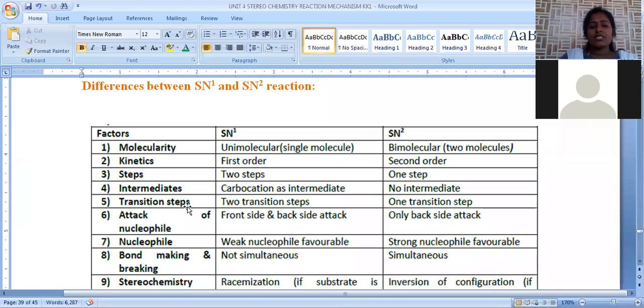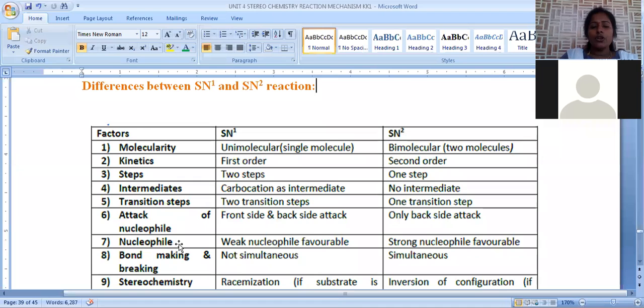Here transition steps. In case of SN1 reaction, two transition steps are there. One is activation energy 1, second is activation energy 2. In case of SN2, one transition step will be there, that is pentavalent transition state. In case of SN1, attack of nucleophile takes place from front side as well as from back side. Two equal possibilities we have. That's the reason why we will get 50% dextro compound and 50% levo compound. This is called racemic mixture. Whereas in SN2 mechanism, only backside attack is possible, only levo product formation is possible.